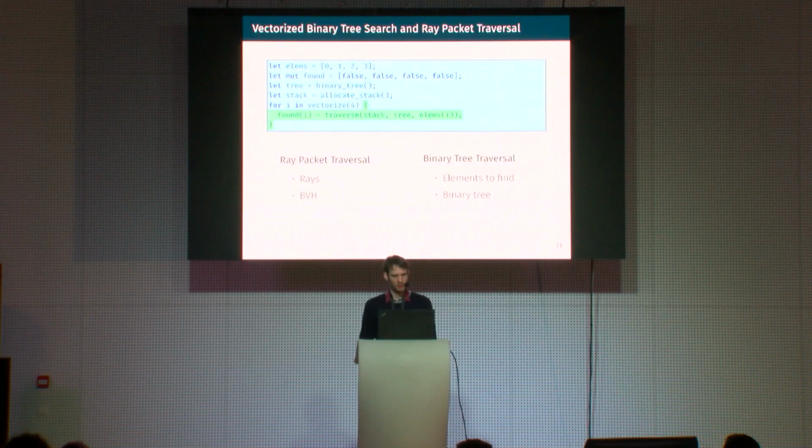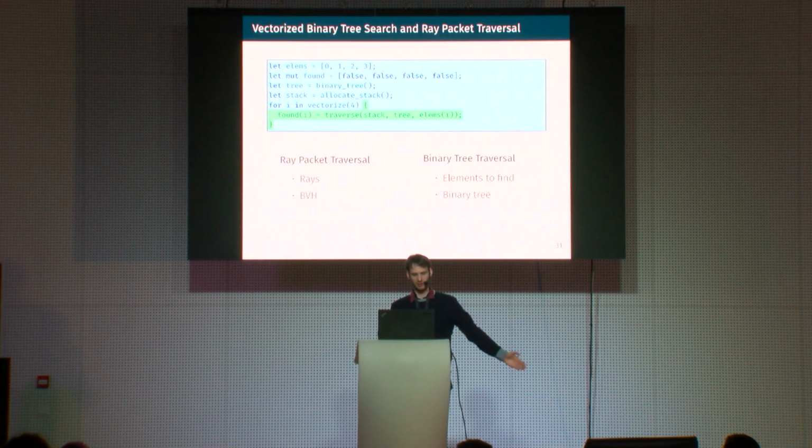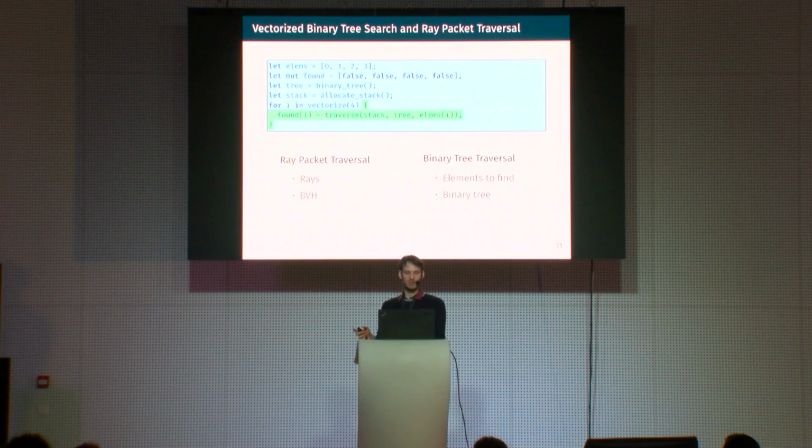The any and all functions are provided by Impala, and they basically do this reduction on vector booleans. Now, at the call site, it looks like this. You just say, I have these elements, I have this tree, and I have this stack. Now I call my traversal function with a vector of size 4, and I end up with my vectorized binary search, and that's all. You don't need anything else. And so the analogy is that in binary tree traversal, the elements to find are basically the same as rays for ray packet traversal. And the tree in the binary tree traversal is just the BVH for ray packet traversal. So that's the analogy here.